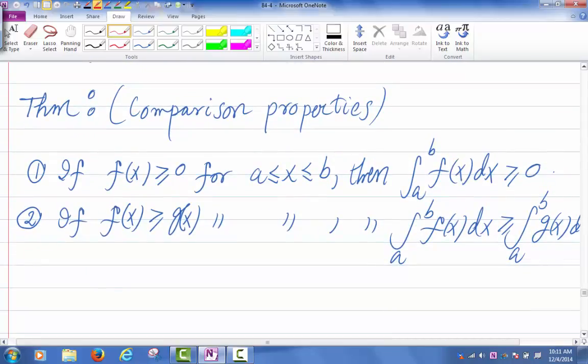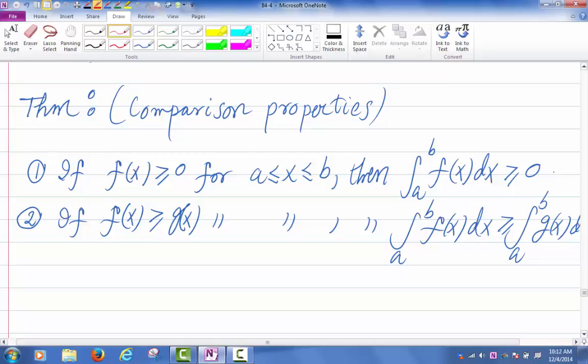Some more properties. If f is a non-negative function for x between a and b, here a is less than b, then the integral of f from a to b has to be non-negative as well. So number one basically says if the integrand is non-negative, then the value of the integral should be non-negative as well, the definite integral. Does it make sense, number one?